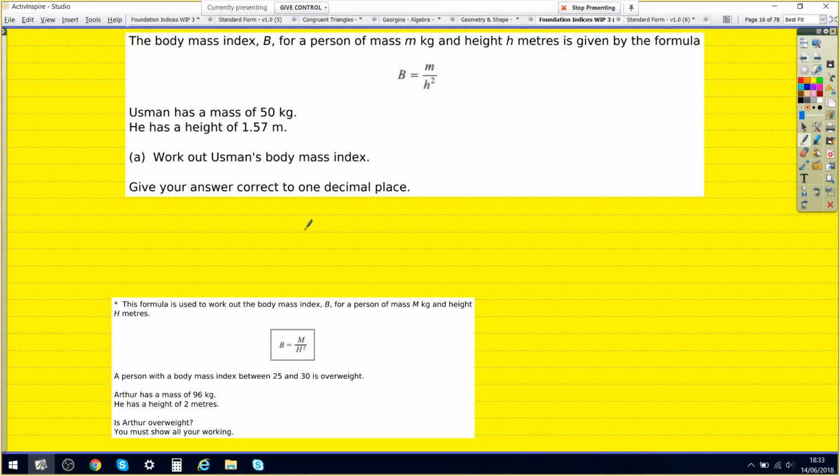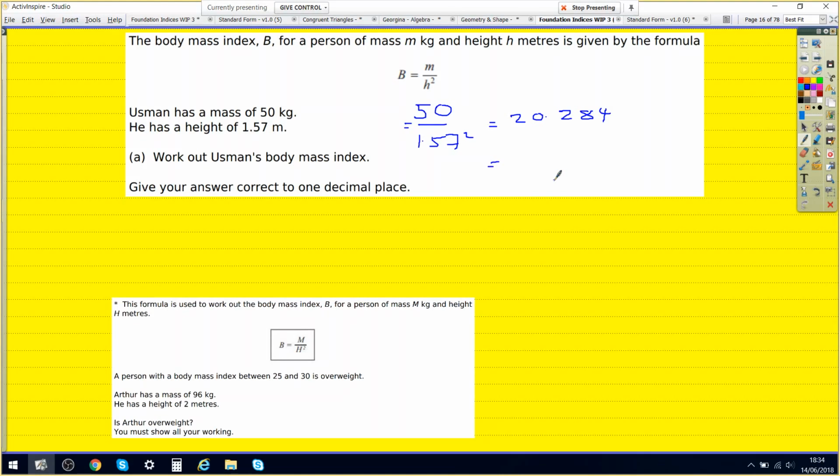That. 50. How would I do that? That'd be 50. Yeah. Okay. 20.284. 20.284. And they want it to one decimal place.